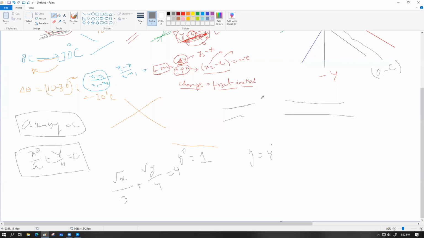And if you have any question, please raise your hands. Yes. Sir, can you just repeat what you said a couple of minutes back about the straight line having the power 1? Yes.